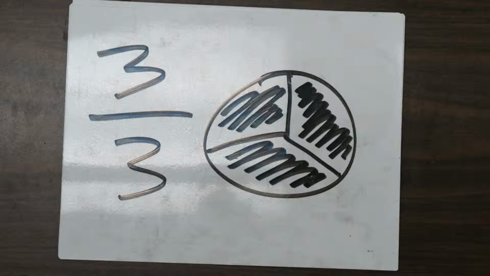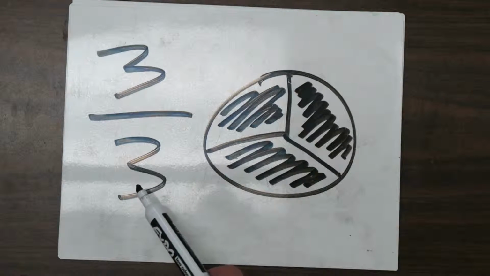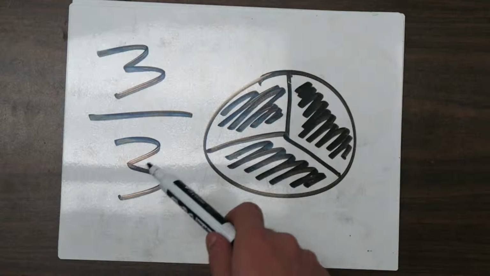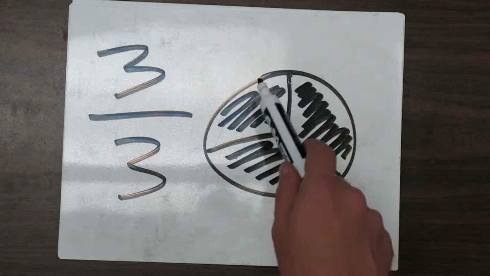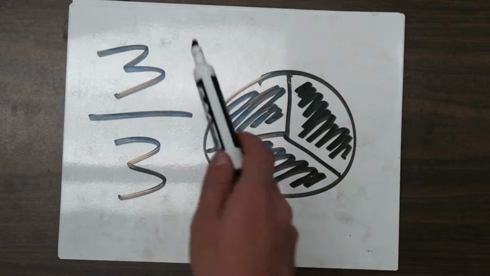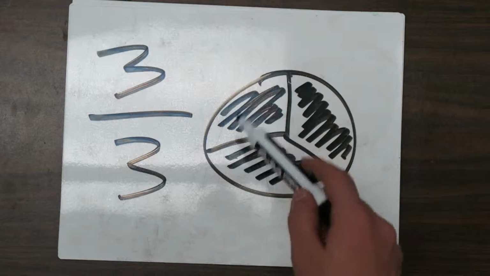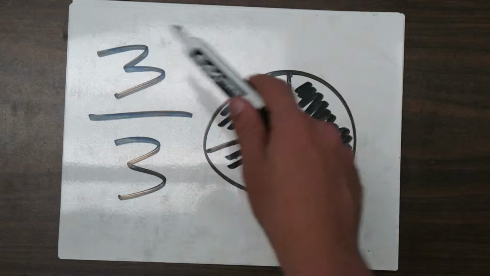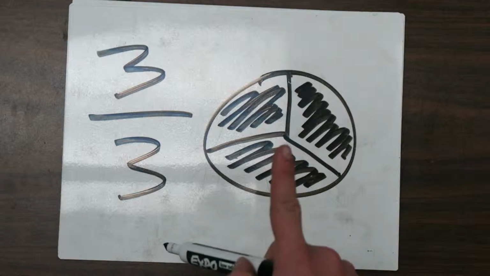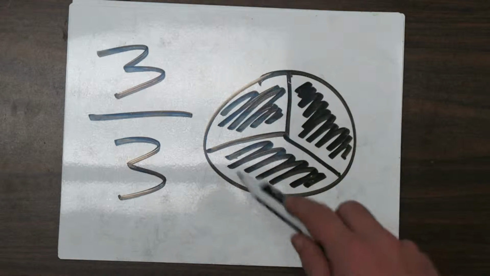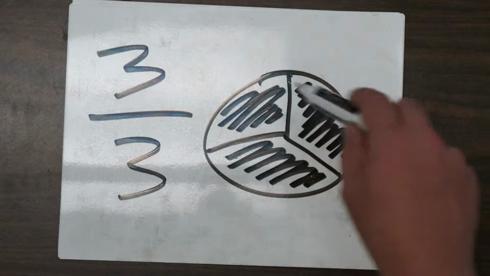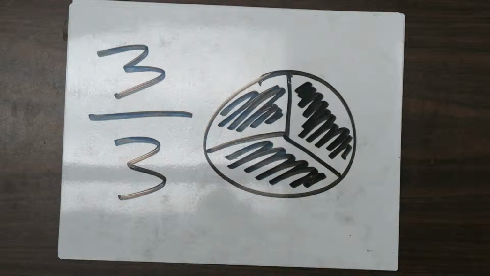Now, any fraction where the numerator is the same thing as the denominator, my denominator again tells me the total number of parts, 1, 2, 3. My numerator tells me the parts that I have, 1, 2, 3 shaded in. So this fraction is equal to 1 whole. And we can see that visually here because the whole shape is shaded in.